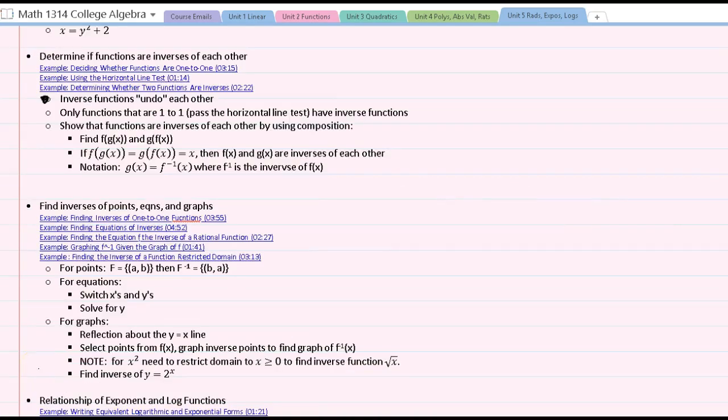So let's go to the first learning outcome that asks us to determine if functions are inverses of each other. We kind of did one where we said that we can see if functions undo each other, and we did that with our compositions. Another way that you can see if a function even has an inverse is to see if a function is one-to-one. For a function to be one-to-one, it needs to pass the horizontal line test. And if it does, then it does have an inverse function. So we can take a look at our parent functions and see which ones pass the horizontal line test.